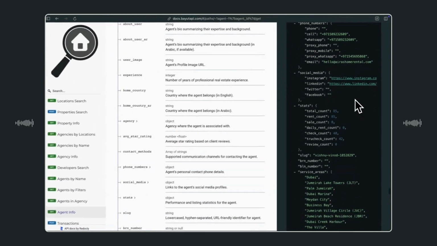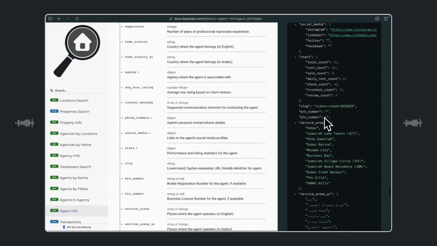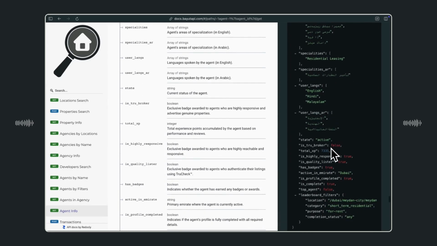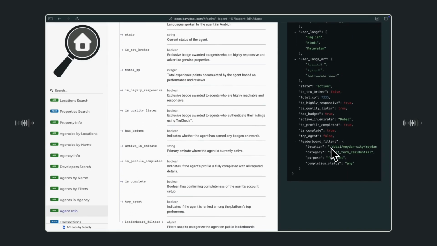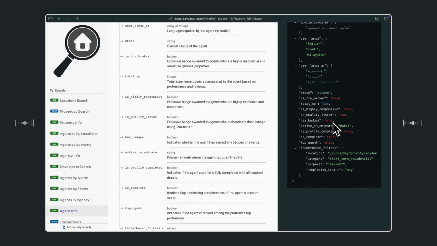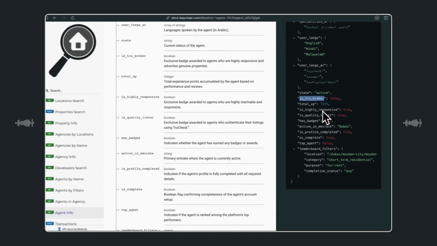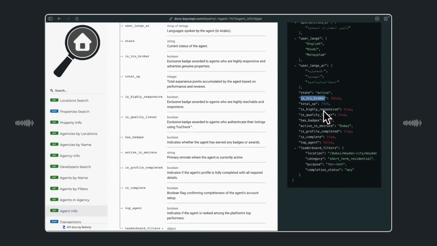You can also see their service areas and specialties like residential sales or short-term residential leasing. This lets you vet an agent's expertise pretty thoroughly, moving from just anecdotal recommendations to data-driven trust and partnership. Yeah, beyond just contact info. The ability to vet agents by verified experience, specific specializations, even things like true broker badges, it fundamentally transforms how knowledgeable investors can build their professional network.